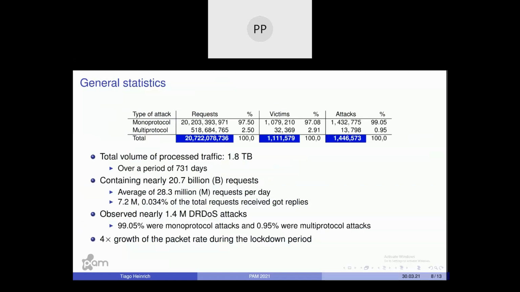During 731 days, we processed over 1.8 terabytes of traffic, containing nearly 20.7 billion requests, with an average of 28 million requests per day. But only 7.2 million requests got a reply because of our rate limit rule. We observed nearly 1.4 million DDoS attacks, and we observed a four-fold increase in traffic during the lockdown period from March to June.